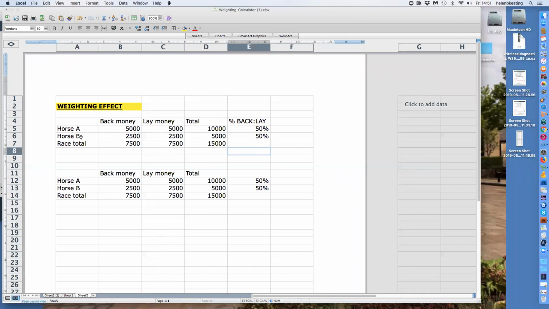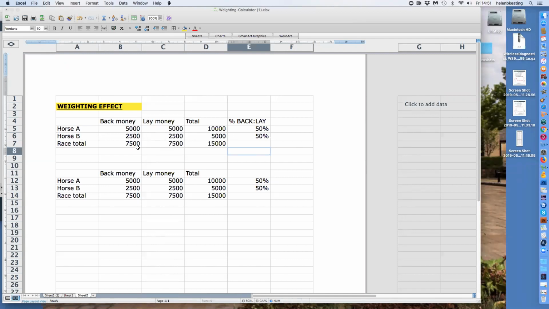So we have a 2-horse race, and there's the amount of money that's been backed on each horse. That's the amount of money laid on each horse, and that's the total on the horse. And we can see I've done a back to lay ratio. So we see that horse A has £5,000 backed on it and £5,000 laid on it, has £10,000 total, and therefore it's a 50-50. So we would expect horse A's odds to be evens, and horse B exactly the same, but less money, still evens.